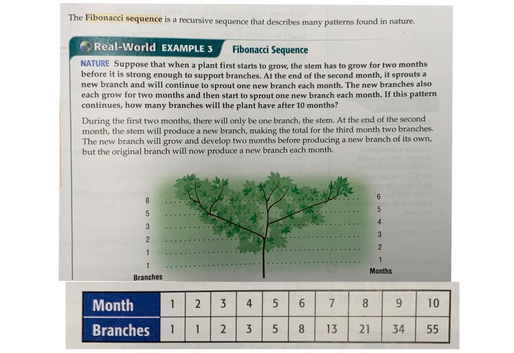The example they've given us here is the Fibonacci sequence. As a plant starts to grow, the stem has to grow for 2 months before it's strong enough to support branches. At the end of the second month, it sprouts a new branch. It will continue to sprout one new branch each month. The new branches also each grow for 2 months, then start to sprout one new branch each month. If this pattern continues, how many branches will it have after 10 months? Look at what they've given us here on the chart, which is actually on the next page.